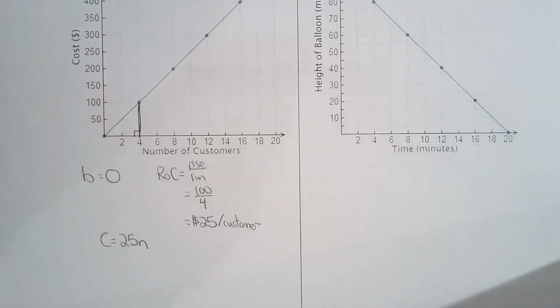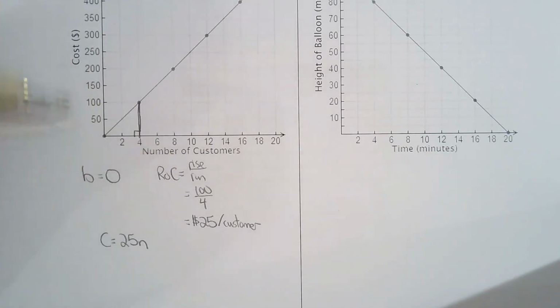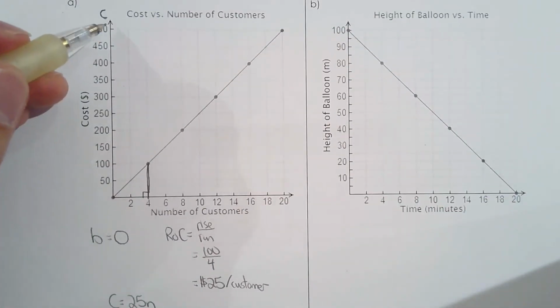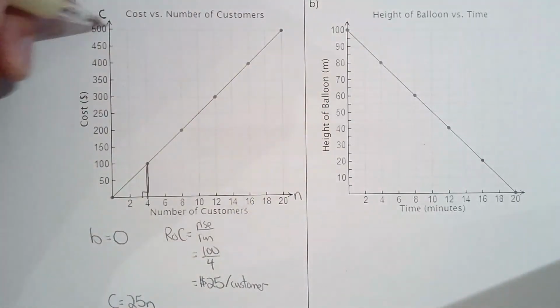You can write some let statements if you want, but usually I will assign the variable. I should really have the labels here. So I'm forcing you to say C is the cost and N is the number of customers.